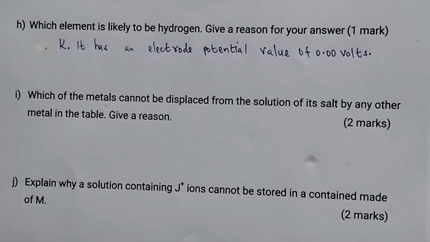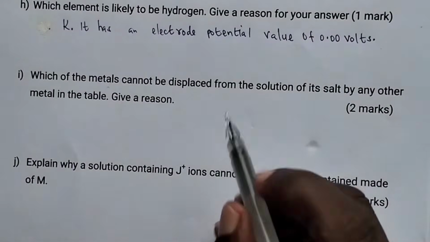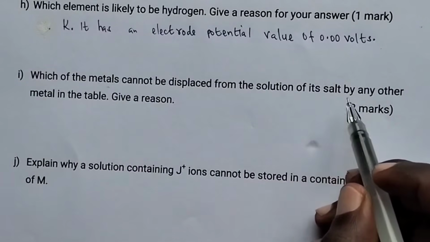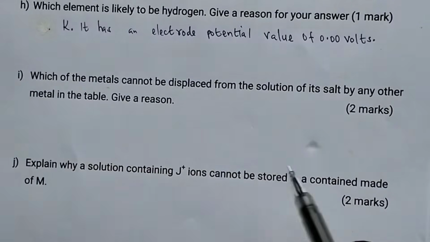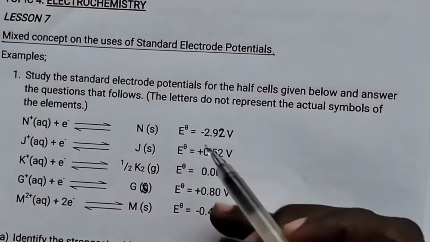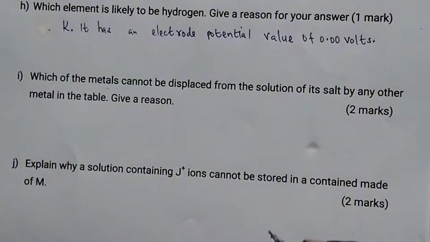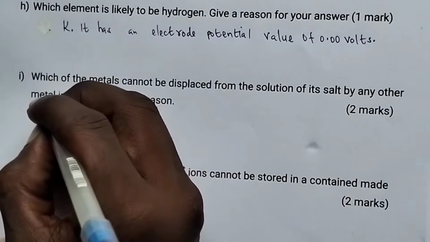Okay, we got to I. We are told which of the metals cannot be displaced from the solution of its salt by any other metals in the table below. And we are told to give a reason for the answer. So they mean which one is the most reducing agent, or the strongest reducing agent. That means the one that's the most negative. So our answer is N.